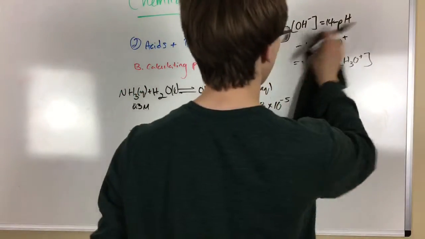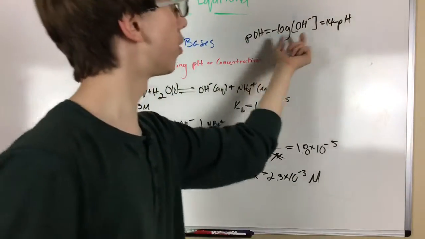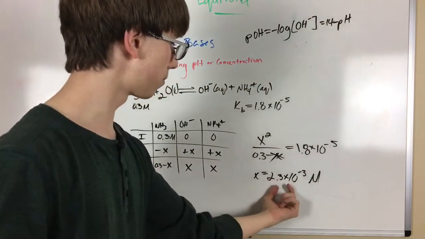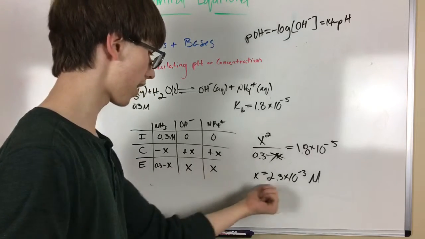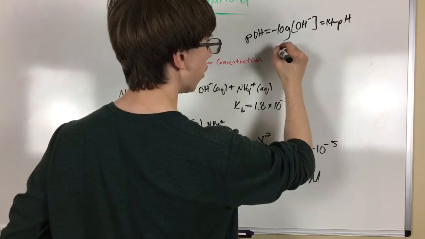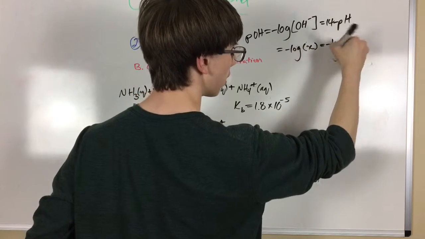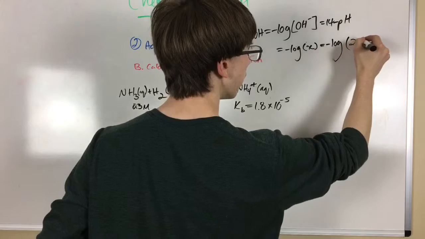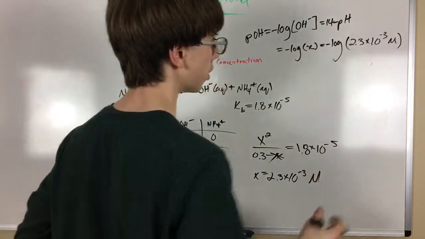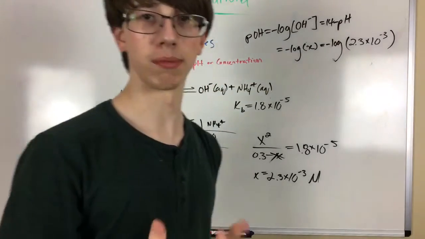And so if we want to find the pH instead of the pOH, all we have to do is calculate the pOH, then do 14 minus the pOH. And so what is our concentration of hydroxide? It's just 2.3 times 10 to the negative 3 molar, as we had calculated, because that's equal to x, and x is the equilibrium concentration of hydroxide. And so therefore, the pOH is equal to negative log of x, which is equal to the negative log of 2.3 times 10 to the negative 3 molar. Which doesn't really matter since there are no units on the pH, it's just the potential.